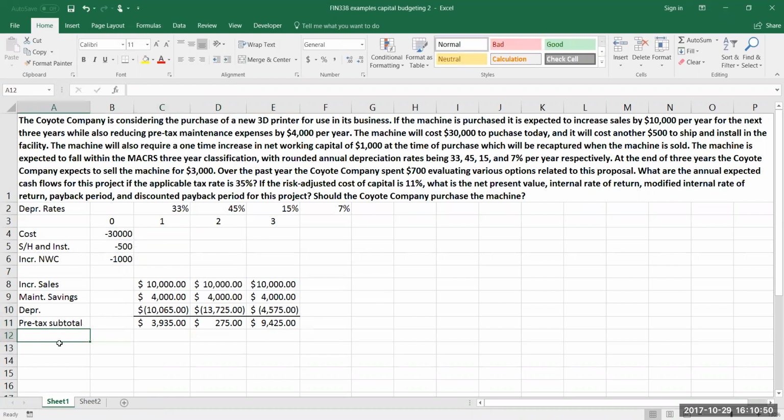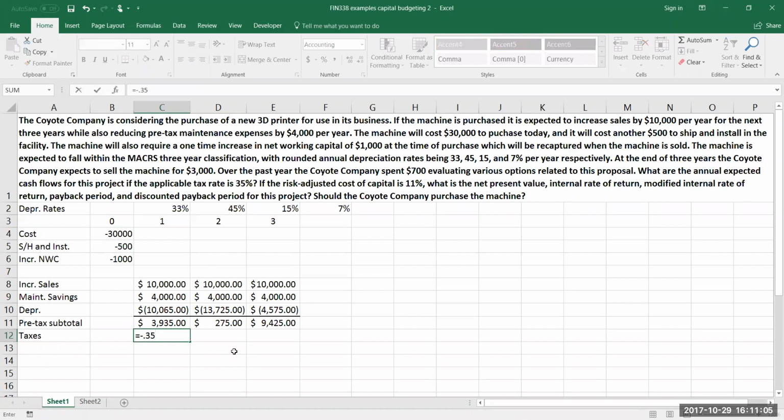So now that I have my pre-tax subtotal, we're going to incorporate our taxes. The problem specifies that the applicable tax rate is 35%. So we're going to take equals negative 0.35 times my pre-tax subtotal. This should take 35% of my pre-tax subtotal, make it negative, and we're going to drag that over.